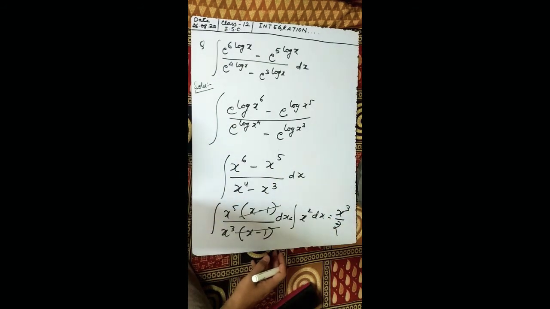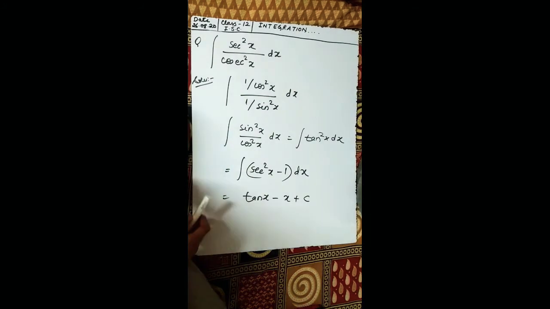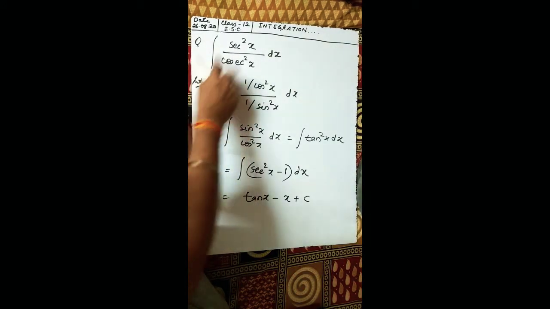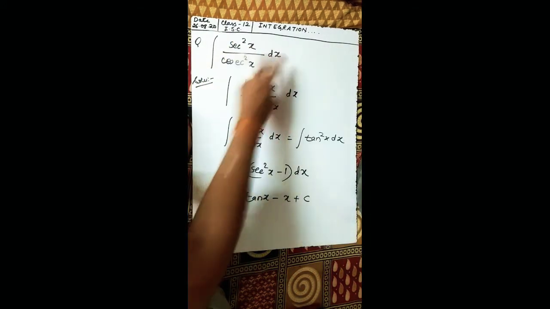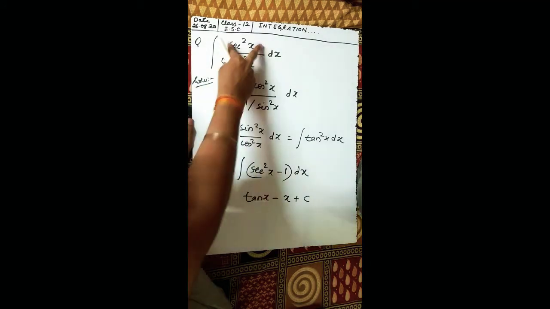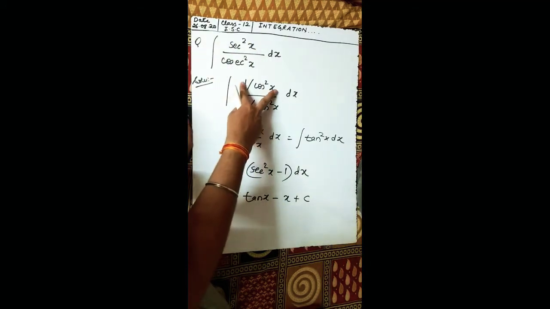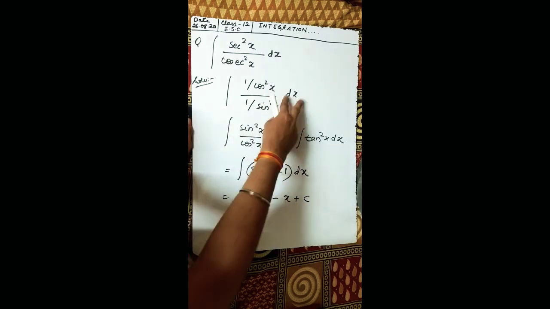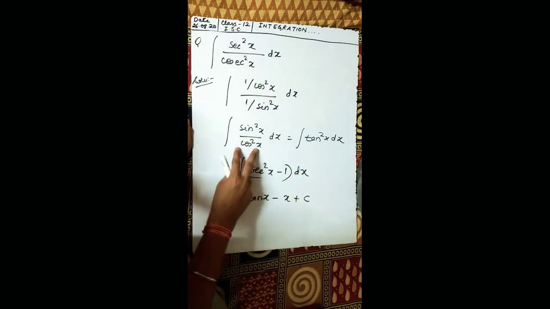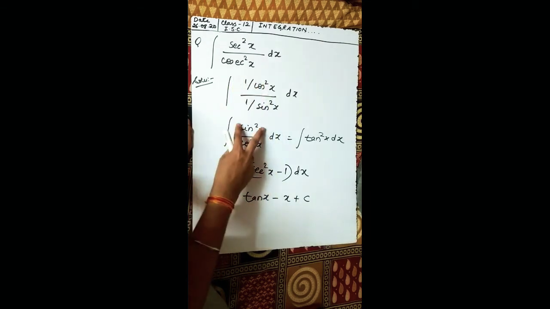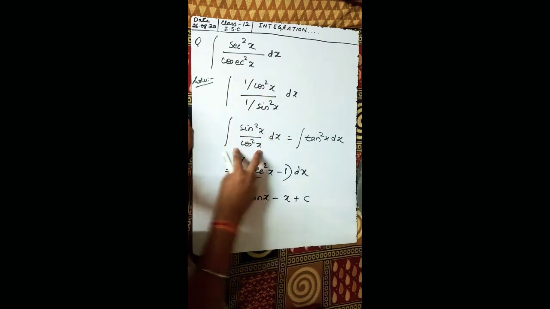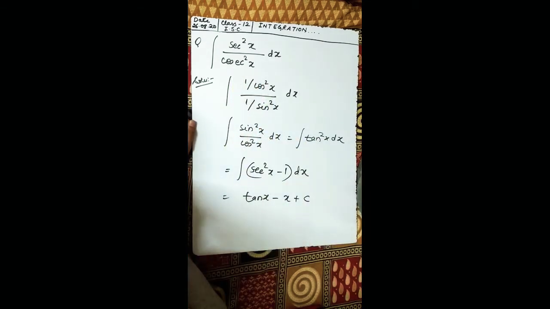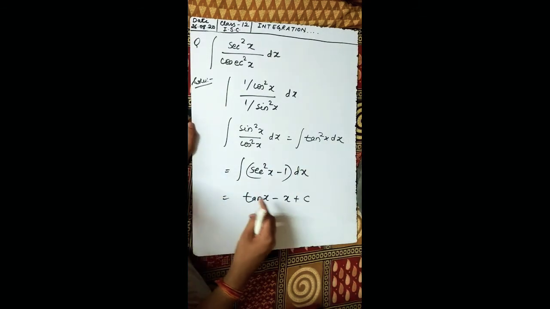Okay, let us see this question. It says integration of sec square x upon cos square x dx. So sec square x can be written as 1 upon cos square x, and cos square x can be written as 1 upon sin square x. So this cos will go in the denominator, this sin will go in the numerator. Sin square x upon cos square x is what? Tan square x dx. This tan square x can be written as sec square x minus 1 by the relation.